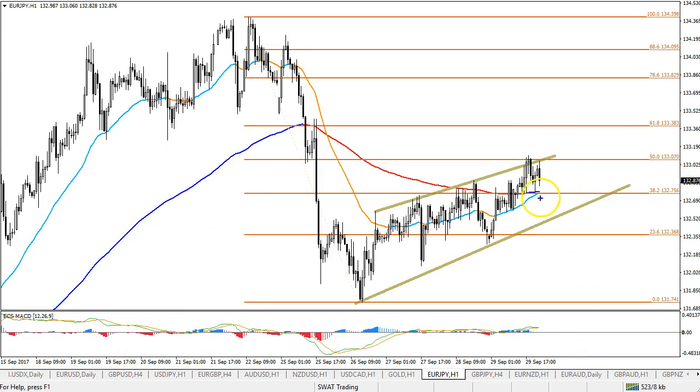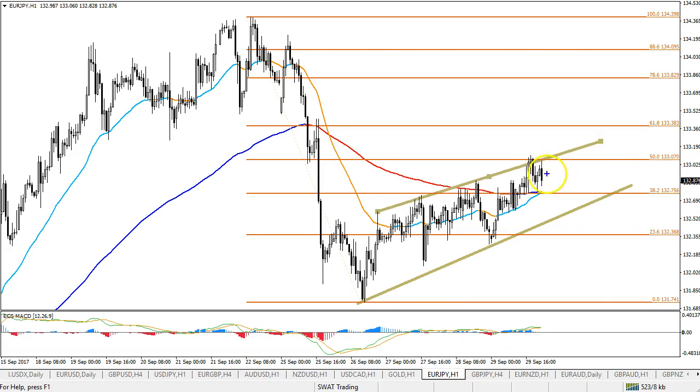Upside could be interesting if I would have to see probably a break of this channel. So probably would have to see something like this. Maybe price goes sideways like that, then break above the 61.8 fib and make a small little bull flag and then continue higher.